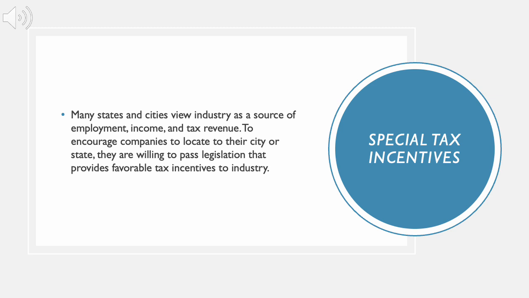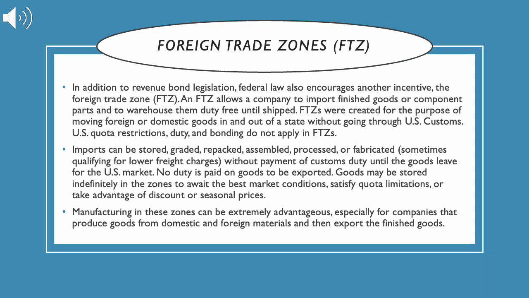Special tax incentives. Many states and cities view industry as a source of employment, income, and tax revenue. To encourage companies to locate to their city or state, they are willing to pass legislation that provides favorable tax incentives to industry. Foreign Trade Zones (FTZ). In addition to revenue bond legislation, federal law also encourages another incentive, the Foreign Trade Zone. An FTZ allows a company to import finished goods or component parts and to warehouse them duty-free until shipped. FTZs were created for the purpose of moving foreign or domestic goods in and out of a state without going through U.S. customs. U.S. quota restrictions, duty, and bonding do not apply in FTZs.